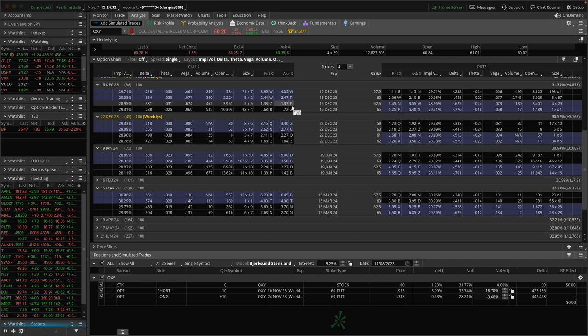So then we go to our third thing, and that is volume and open interest. Now, these kind of go hand in hand. Open interest is the number of contracts that have been opened and are still open. Volume is the number of contracts that traded during a day.